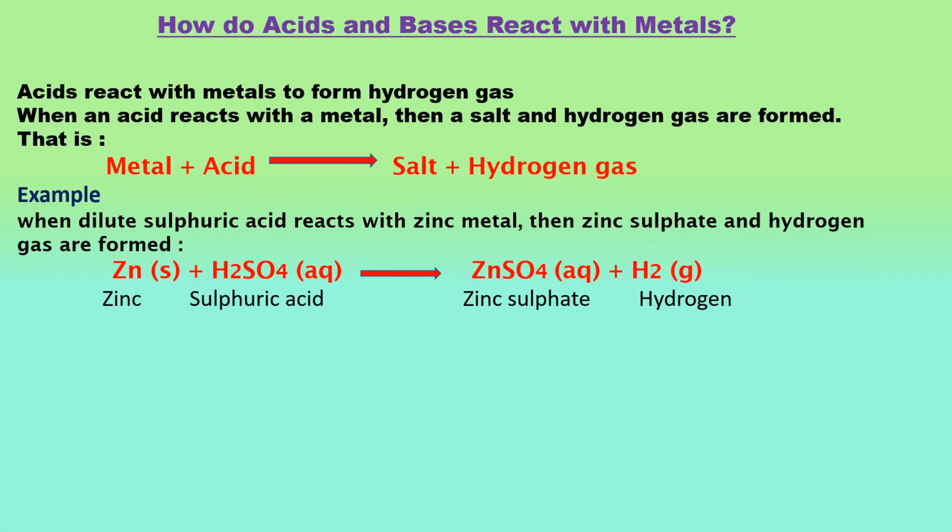How do acids and bases react with metals? When an acid reacts with a metal, then a salt and hydrogen gas are formed. That is, metal plus acid give rise to salt plus hydrogen gas. For example, when dilute sulfuric acid reacts with zinc metal, then zinc sulfate and hydrogen gas are formed. In this reaction, zinc metal displaces hydrogen from sulfuric acid. And this hydrogen is evolved as hydrogen gas. Most of the acids react with metals to form salts and evolve hydrogen gas. This shows that hydrogen is common to all acids.